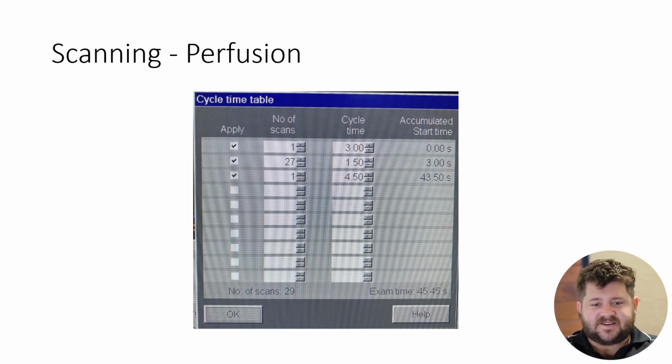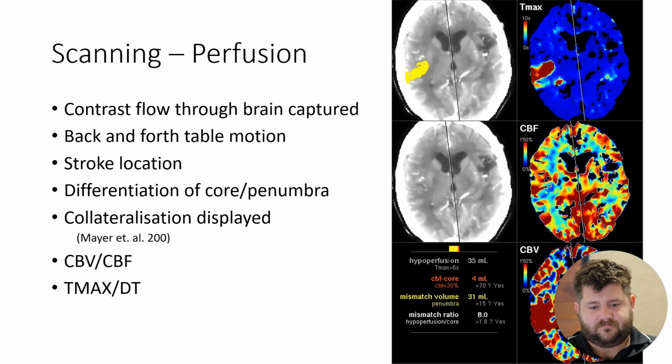Three seconds after this, the main scan starts, and this is trying to capture our arterial input. Every 1.5 seconds, it will move the patient back and forwards and start a new scan. After this main scan, it does another scan at 4.5 seconds, and this is just to ensure that it has captured the venous drainage so that we can get accurate graphs for our perfusion mapping.